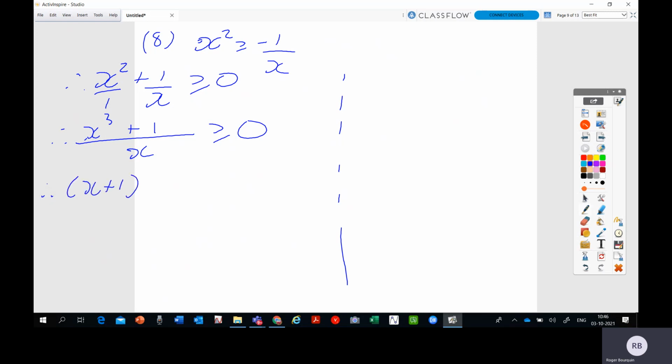You take the cube roots of both of the originals, factorizing this. It's going to be all over x. Then you square your first term, so it becomes x squared. You times them together, you change the sign, which is negative x, and you get plus 1, which is bigger than or equal to 0.